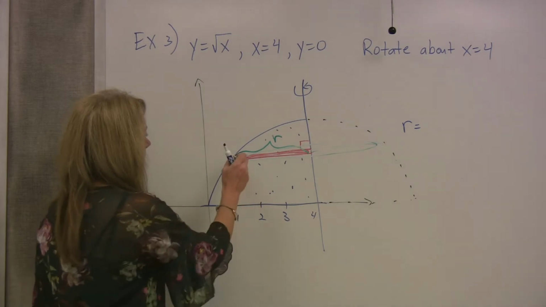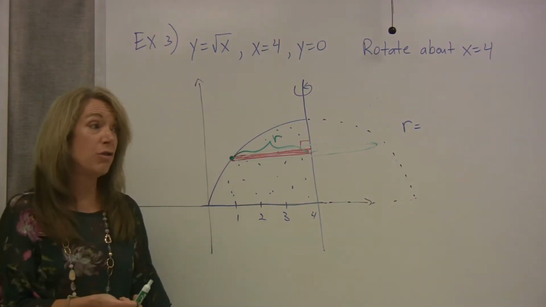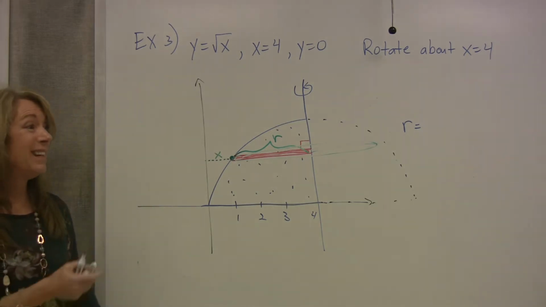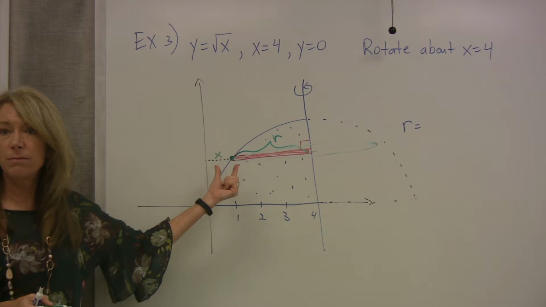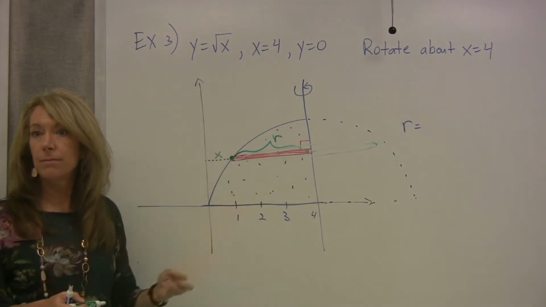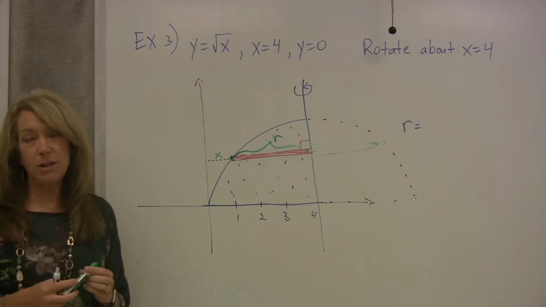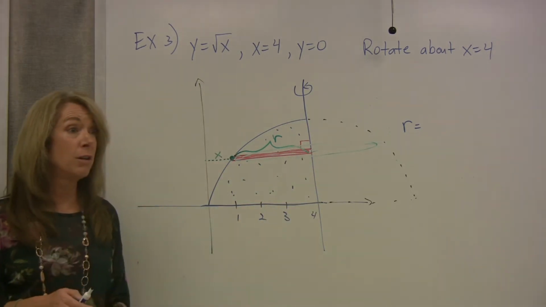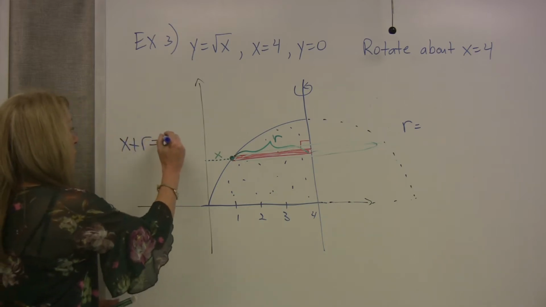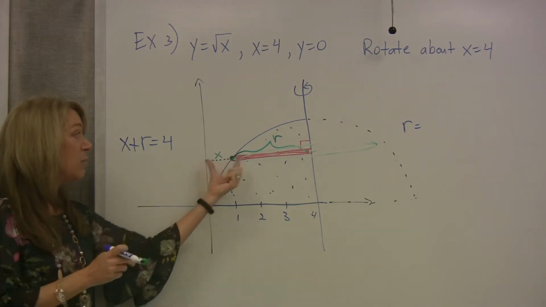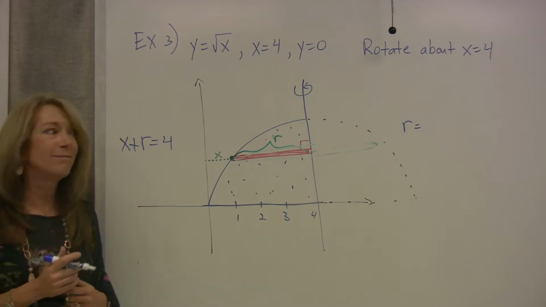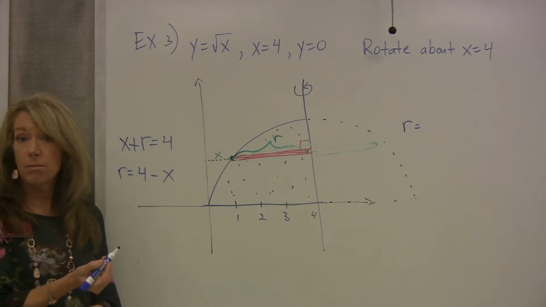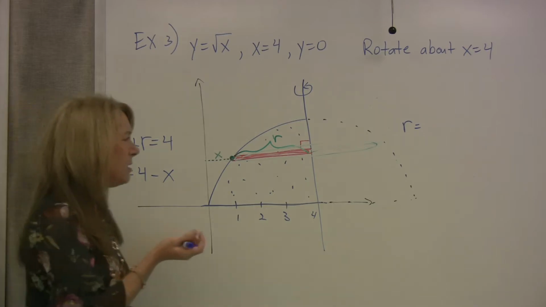So here's what I like to do. This point right here is just some arbitrary point that I picked where I was drawing my slice. This distance right here is just some arbitrary x value. Do you agree that's just some arbitrary x value? And here's the radius that I'm looking for. Can you tell me how x and r are related to each other? X plus r equals 4. You agree with that? This distance plus that distance is 4. Solve for r. R equals 4 minus x. So I have an expression for my radius, 4 minus x.